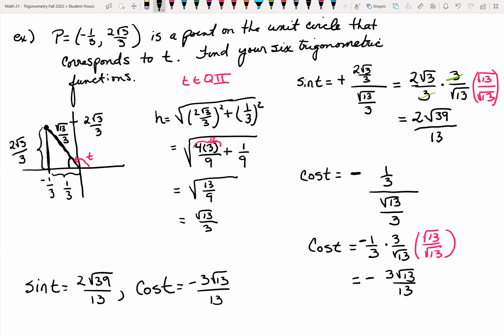Would we not cancel the 2 3s? Oops, thank you. We did cancel the 2 3s right here, and so we don't have that 3. Thank you. Right there. Don't have that 3.